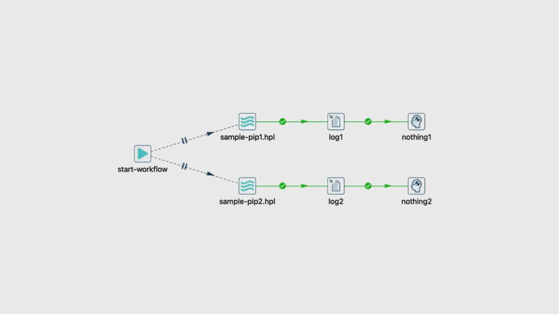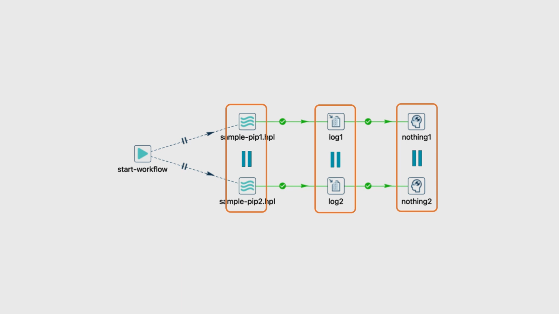Now, let's check this scenario. Once you initiate parallel execution from a given action within a workflow, subsequent actions will also run in parallel. In this workflow, where the sample pipeline actions start in parallel, after the pipelines, the write-to-log actions are executed both before it proceeds with the dummy action.